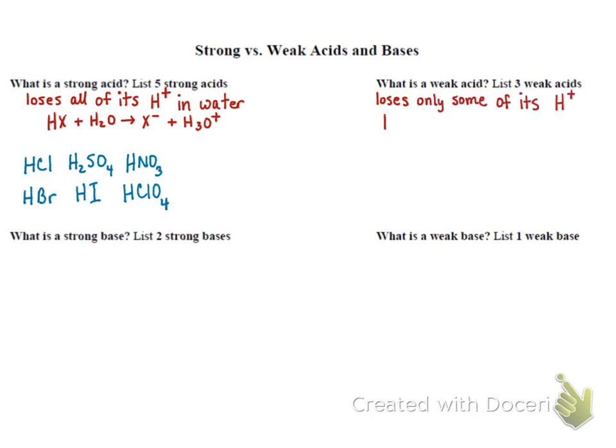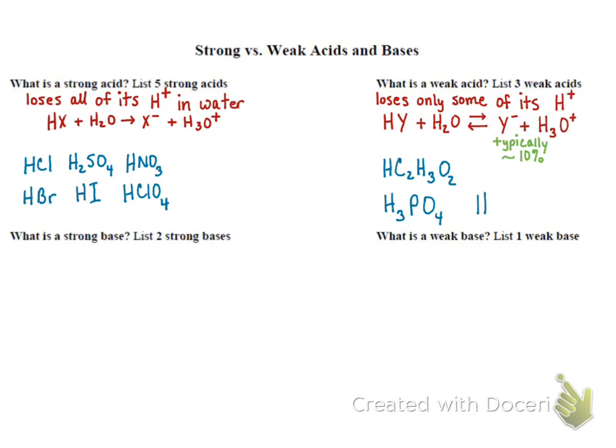Weak acids, on the other hand, if you write their equation with water, they only lose some of their protons. So HY symbolizes a weak acid. Put it into water. The products are the same, Y minus, and the proton gets transferred to water. But here the reaction is reversible. So it can go in the forward direction and it can go in the reverse direction.